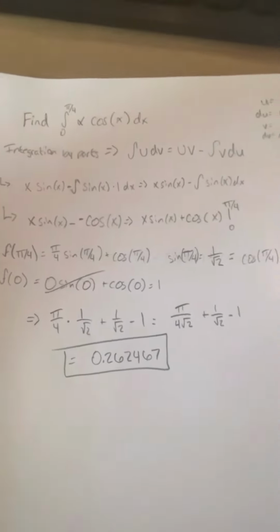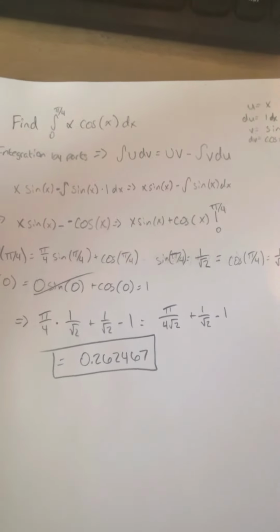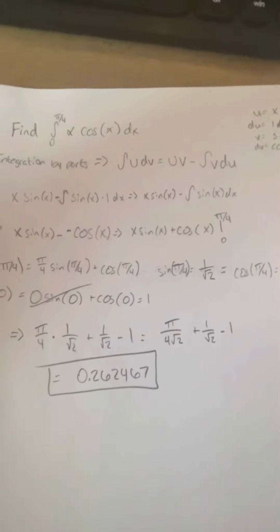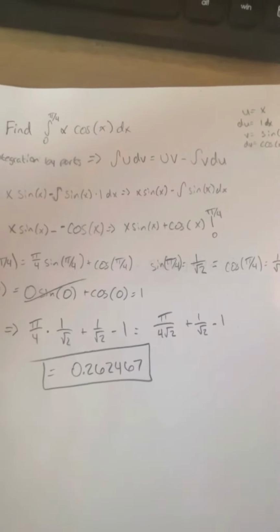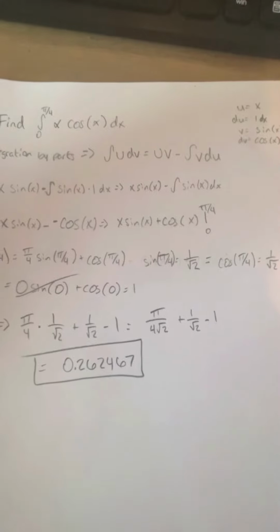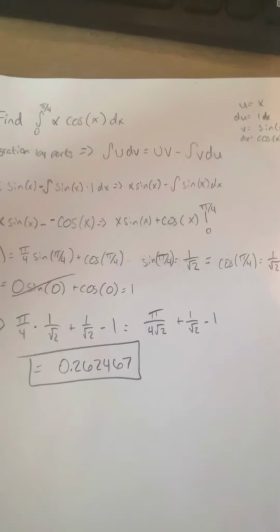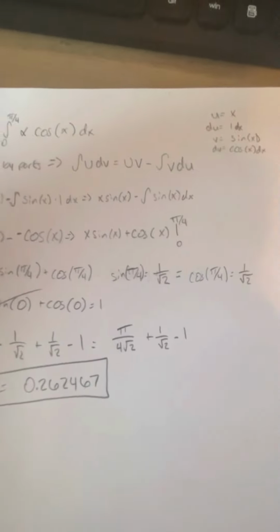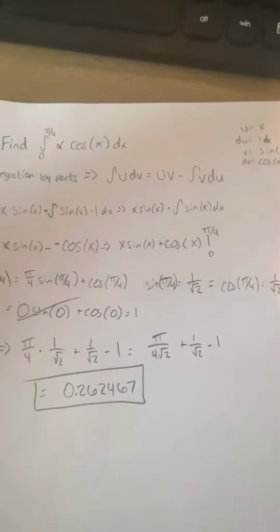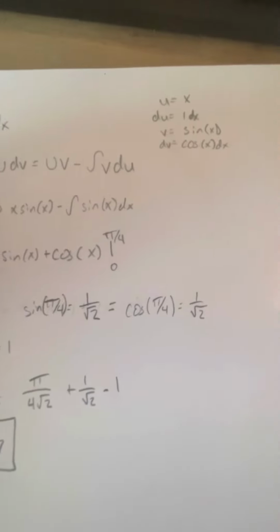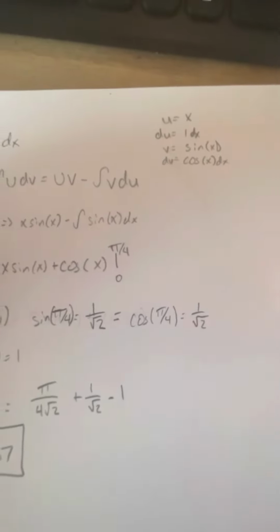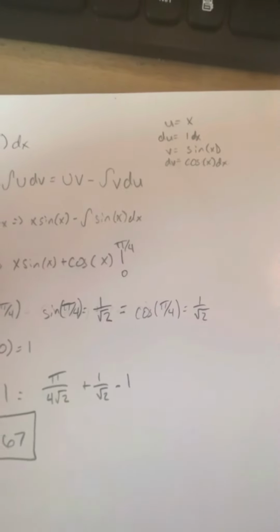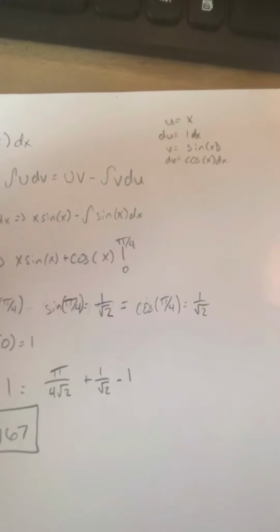And what we did here was we included the formula for using this integration by parts, which is going to be the integral of u dv is equal to u times v minus the integral of v du. And we chose x as our u and cosine of x dx as our dv. And of course, the derivative of x is 1 dx, and the integral of cosine of x dx is sine of x.